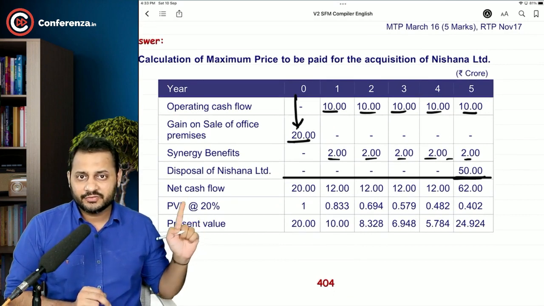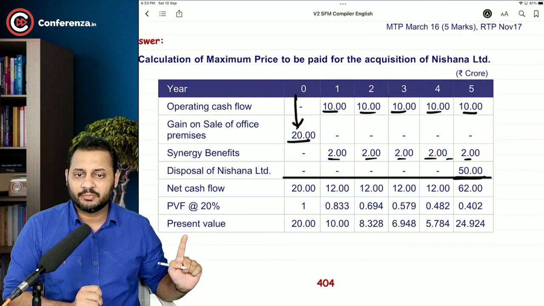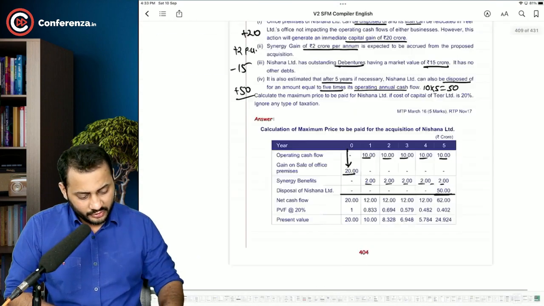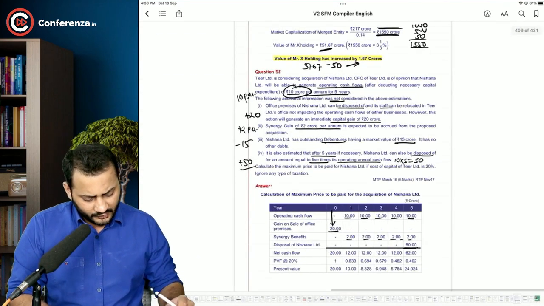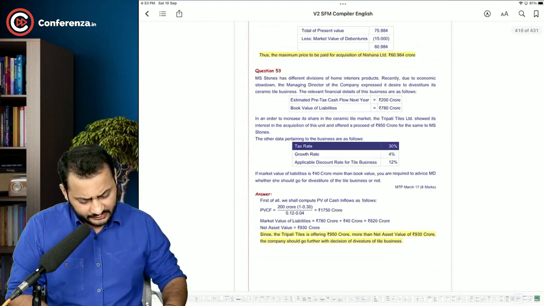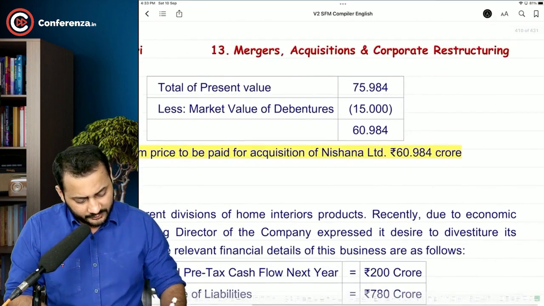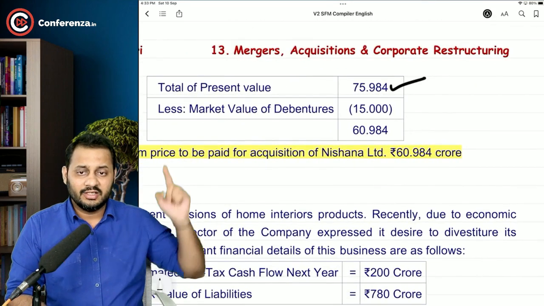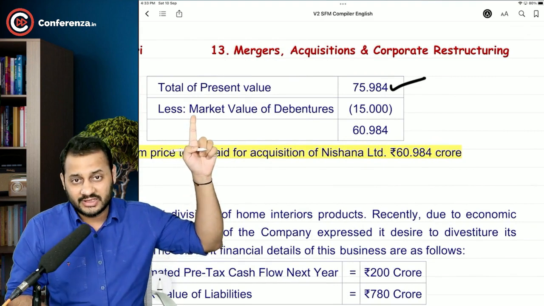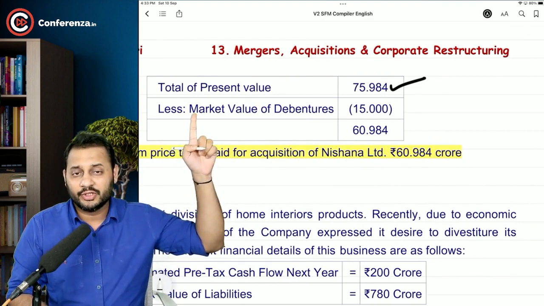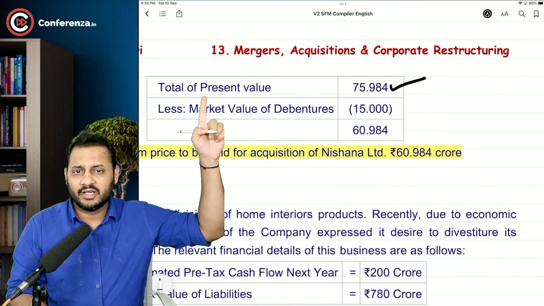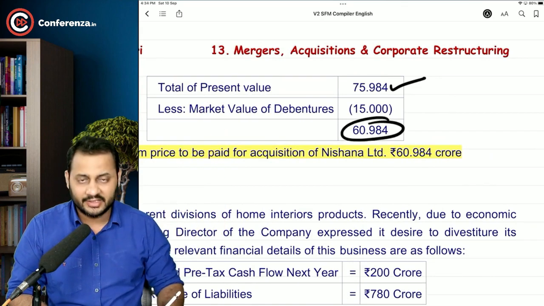This is the net cash flow, present value factor at 20%, present value. You are going to do the total of all of them. Very easy question, sir. And the total of all of them is coming to 75.984, less the market value of debentures, because that's the liability that we are going to take over. We are not going to pay 75, we will pay only 60.984.